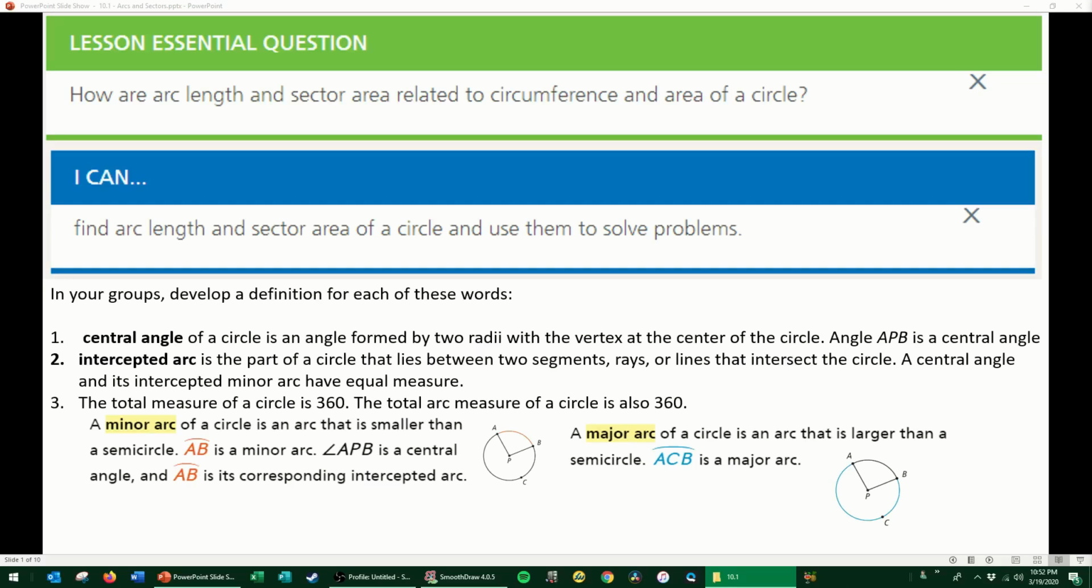Hey guys, I'm going to go ahead and start topic 10 today. We're going to start in topic 10.1. The title of that topic is Arcs and Sectors.